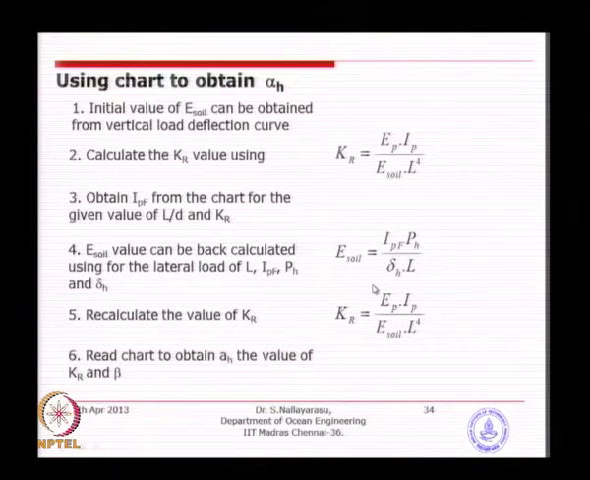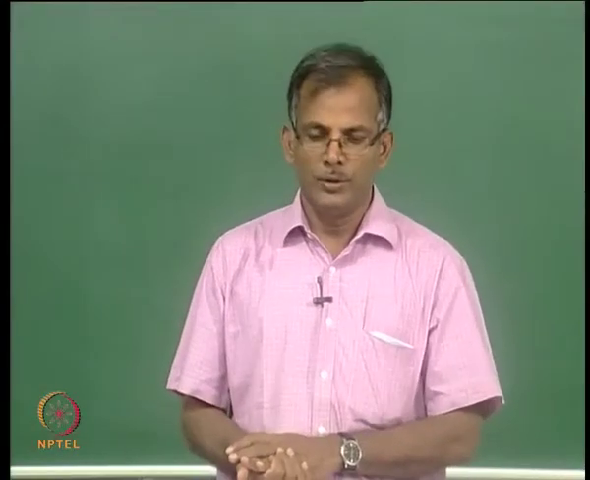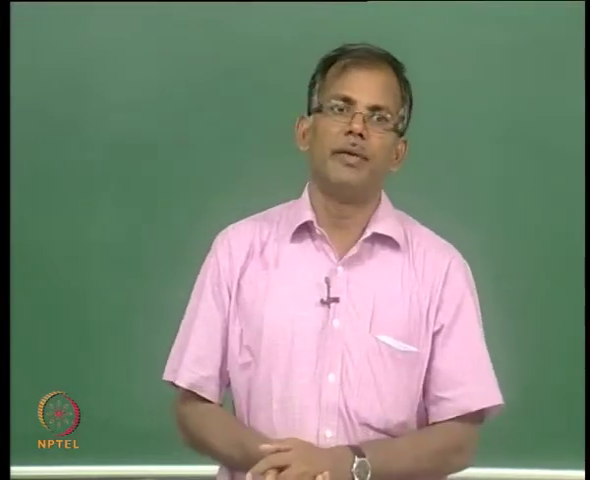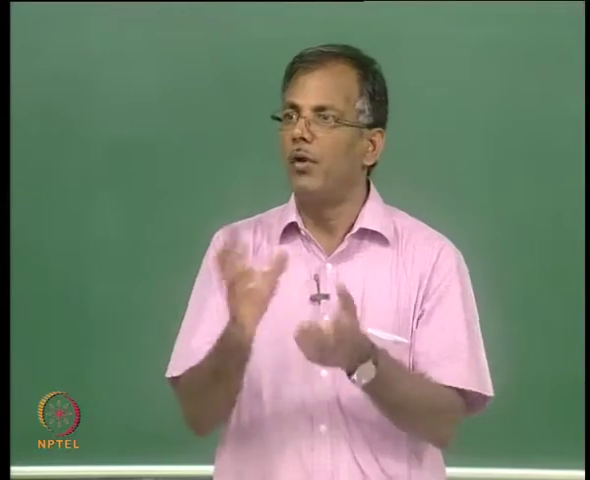So, as long as your E soil value is correct, then your Kr is correct, because you are going to read the I value from the chart. If Kr is incorrect, you are going to have a wrong reading. So, you just recalculate a few times, then read the chart for alpha h, for different values of Kr and beta. Beta is the angle of loading. So, if you look at the whole idea, the representative soil parameter is going to be a very important parameter in deciding what the alpha value will be.